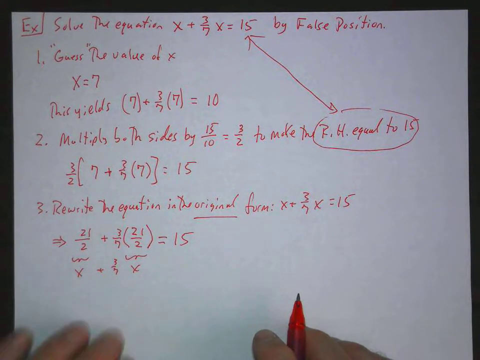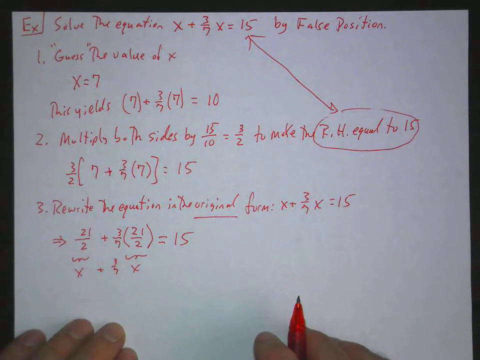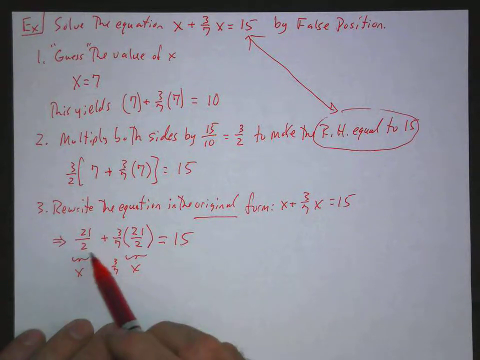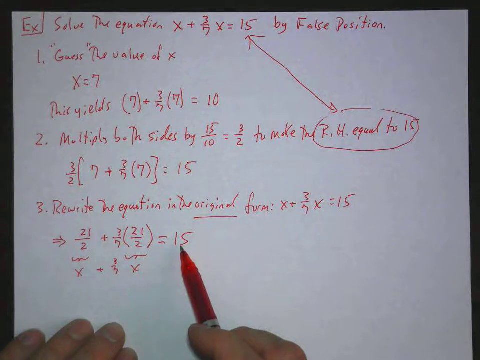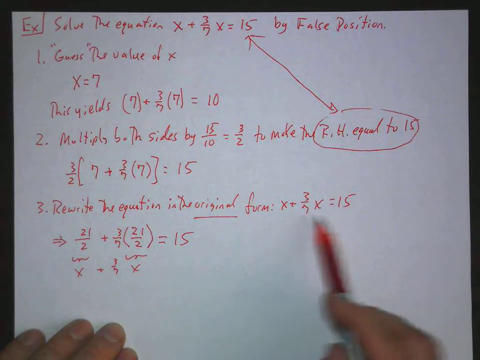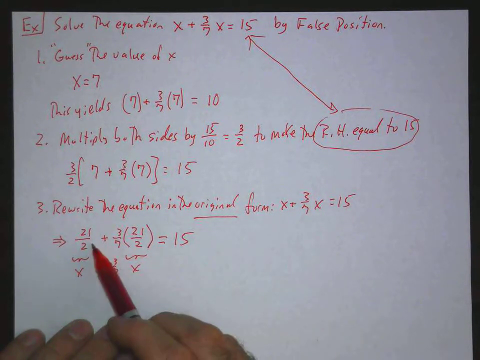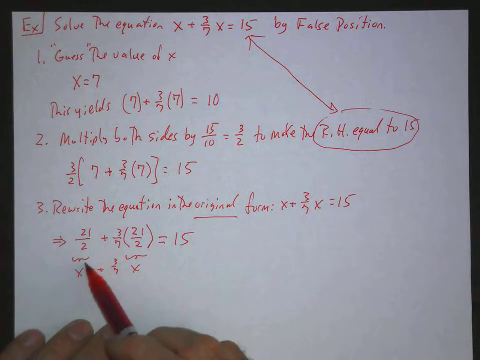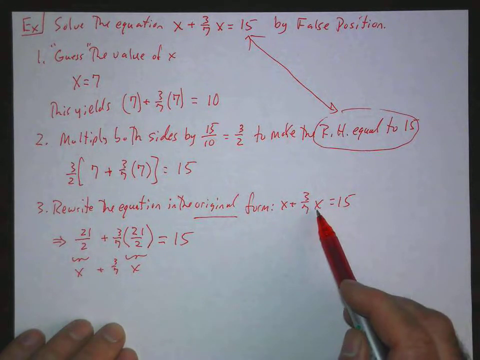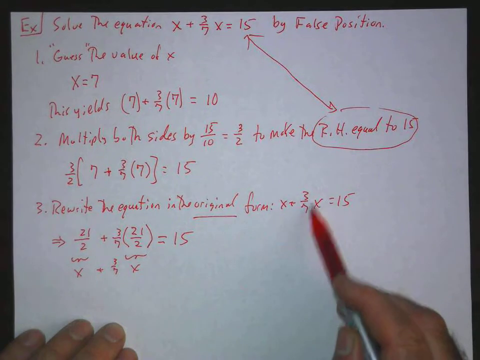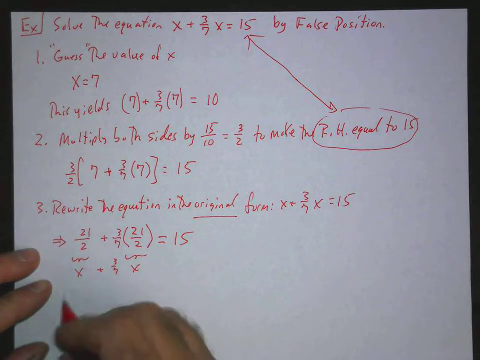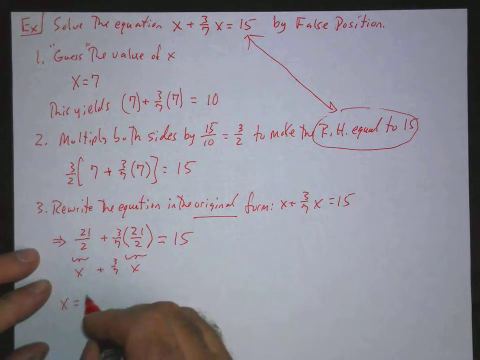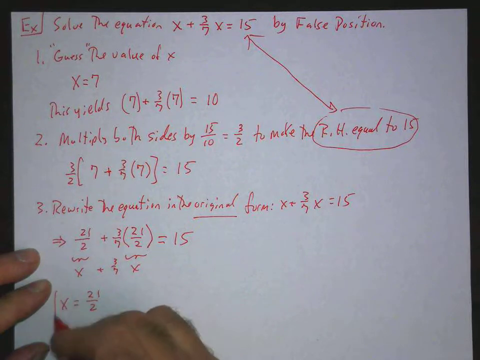So what is x? What is the solution x? Since we have the equation written in the original form, the first term has to be x, 21/2. Also, the cofactor of 3/7 has to be x. x is 21/2 in both cases. So clearly the solution, x equals 21/2.